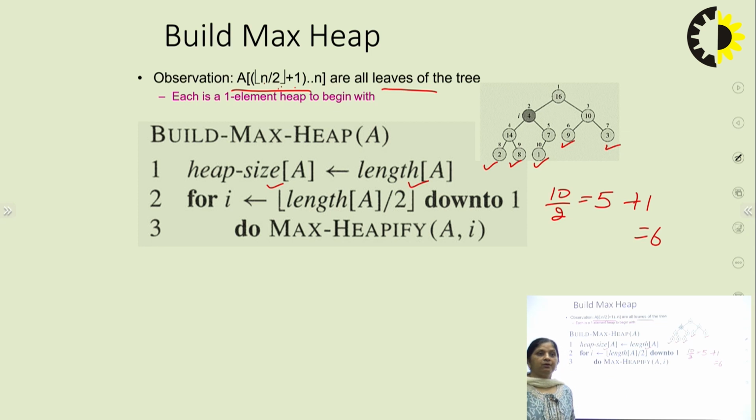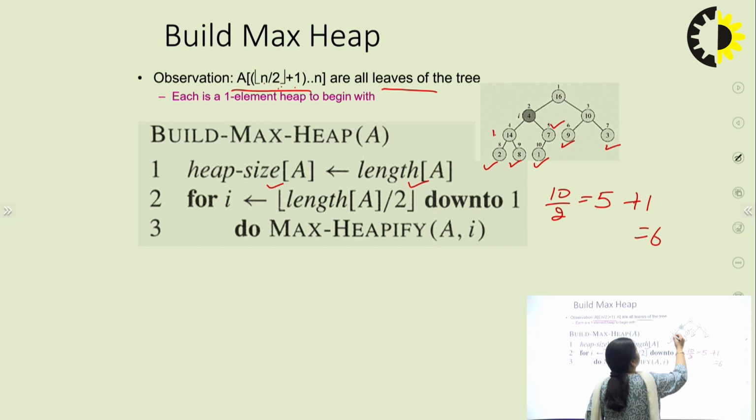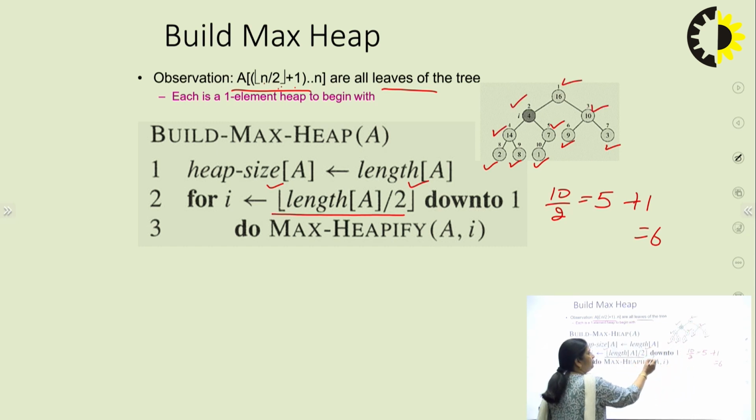We will not do calculation for leaf nodes. That is the benefit of the bottom up approach. That is the benefit of the heapify method. So we will start from 5 only. Then we'll do for 4, then for 3, 2, 1. So length of A by 2 down to 1, in reverse. What we are doing is applying the heapify method on non-leaf nodes from the bottom. So we are taking length of A by 2 down to 1. This is our build max heap.